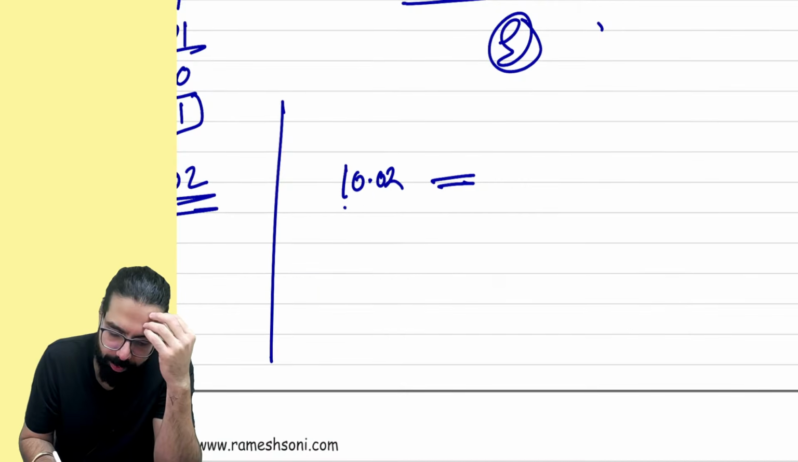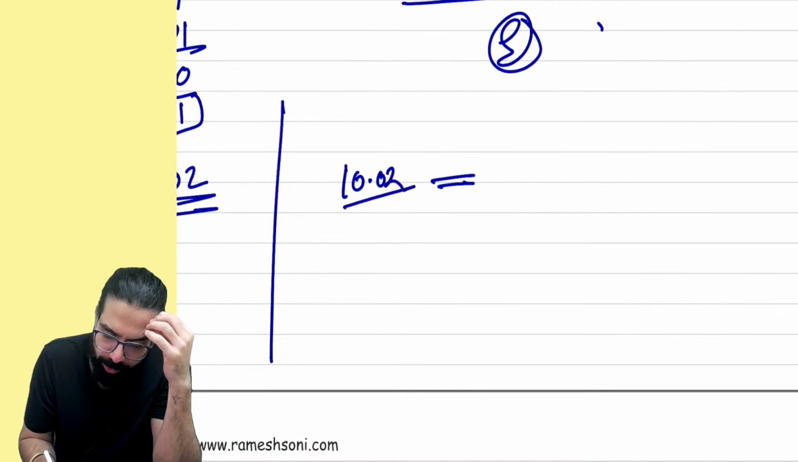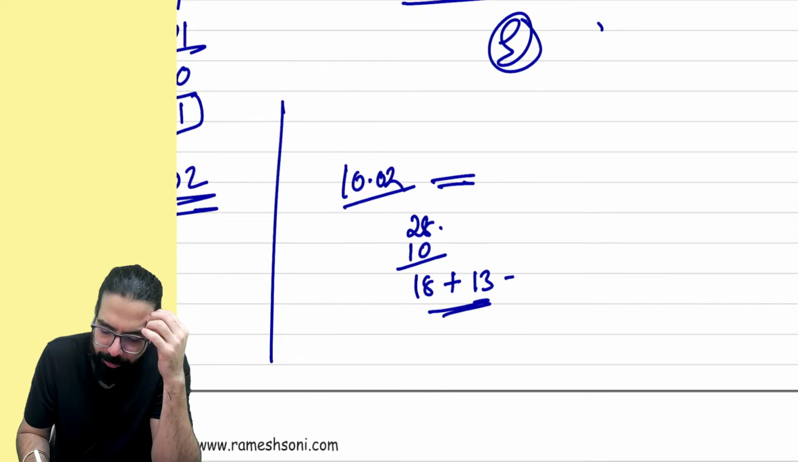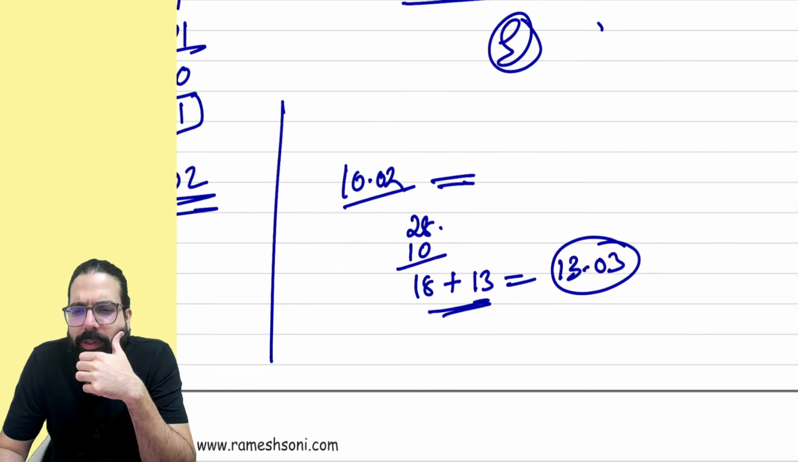Sir, 10th of February, right? 10th of February means February has 28 days, 10 days gone, 18 days left in February, plus you need 13 more days, so it will be 13th of March.